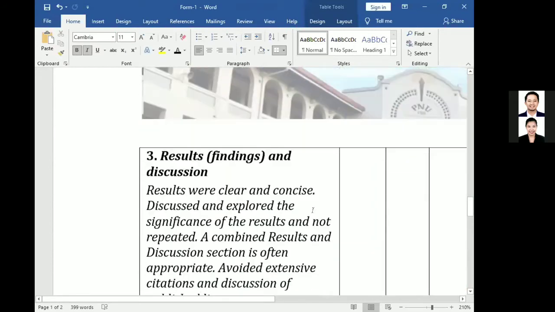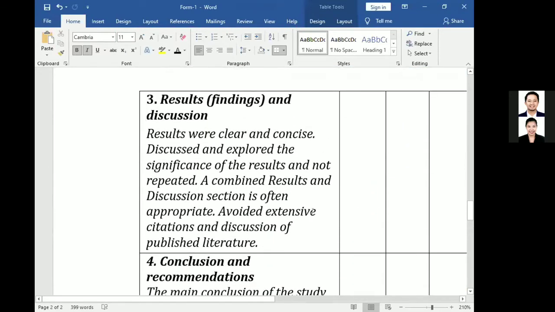Okay, let's proceed to number 3, results, findings, and discussion. You have to see to it that the results were clear and concise, discussed and explored the significance of the results, and not repeated. It is often appropriate to combine the results, and after that there's a discussion. You have to see to it that it avoids extensive citations and discussion of published literature.